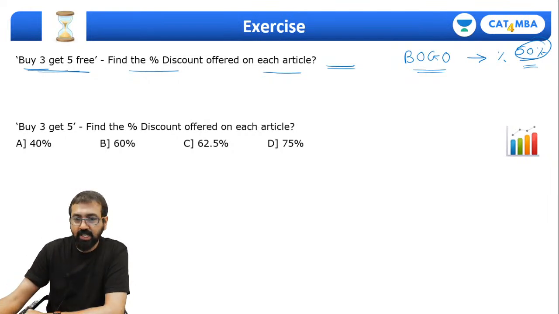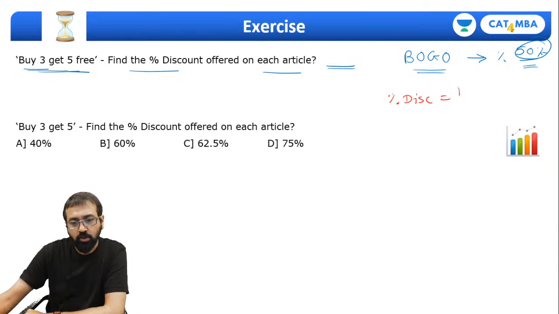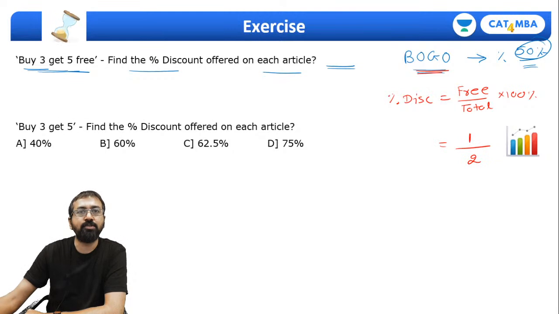Fine. So guys, you can remember this simple point. Percentage discount in such offers is always equal to free upon total into 100%. As simple as that. In buy 1, get 1 free, you are getting a total of 2 garments out of which 1 is free. So your discount is 1 by 2 into 100%, which comes out to be 50%.